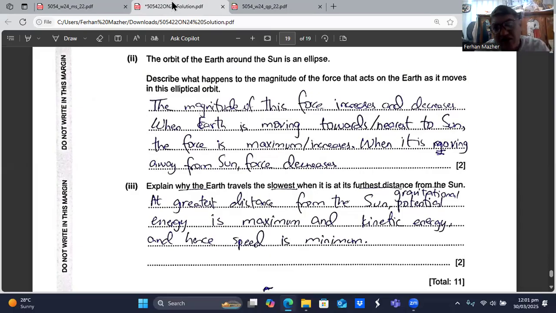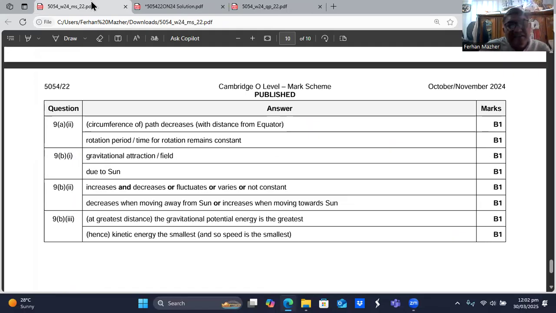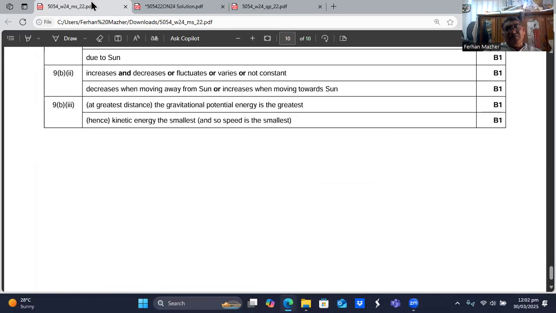The law of conservation of energy is observed, though energy is converting from kinetic to gravitational potential energy and back. And that's why the energy is changing. So at the greatest distance from the sun, the gravitational potential energy is maximum, and the kinetic energy, and hence the speed, is minimum. Yes. So at greater distance, the gravitational potential energy is the greatest, hence the kinetic energy is smallest, and so the speed is the smallest. This is what the marking scheme is saying.